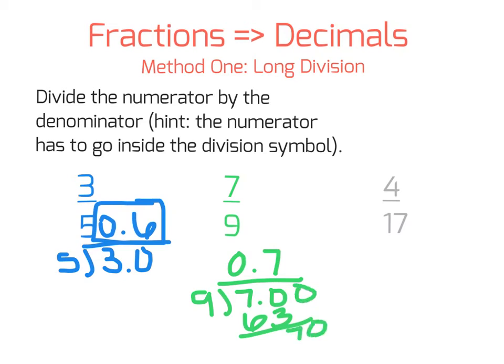Oh, we need another 0. 70. So we put another 7. 7 times 9, 63. Sorry, I'm going a little crooked here. Then another 7. Oh, do you see a pattern? Yes, yes you do. 7, 7, 7, 7. It just keeps going. Do you know what you use when you have a repeating decimal? If you said repeating bar, you are right.